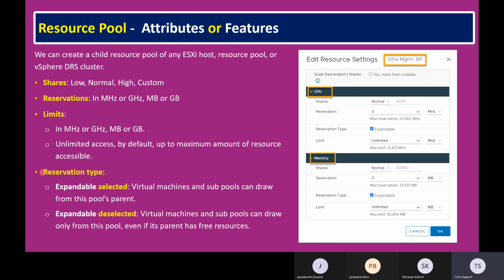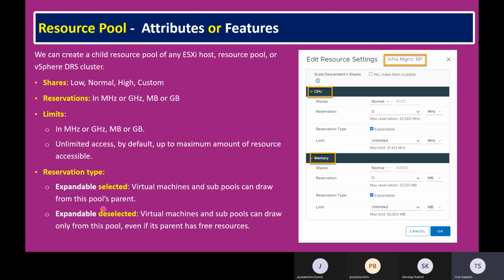Okay, and for the reservation type, we have one additional option. This option is available in the resource pool edit settings. Resource reservation type has an option for expandable, you can check or uncheck. Suppose the expandable option is selected, that means virtual machines and sub pools can draw from this pool's parent. That means a child resource pool will pull resources from the parent resource pool. Even if the parent resource pool does not have enough resources, it will pull resources from the root resource pool.